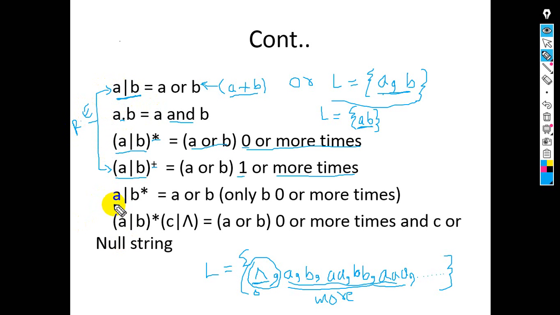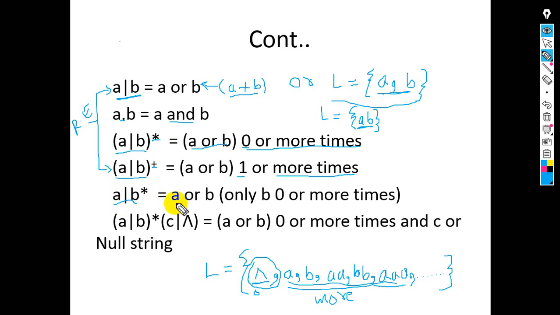Okay, next, this is also a regular expression. How will we represent this regular expression in a language? What does it mean? Here there is no star over A, only over B there is a star. The operator is A or B, or we can say A plus B.